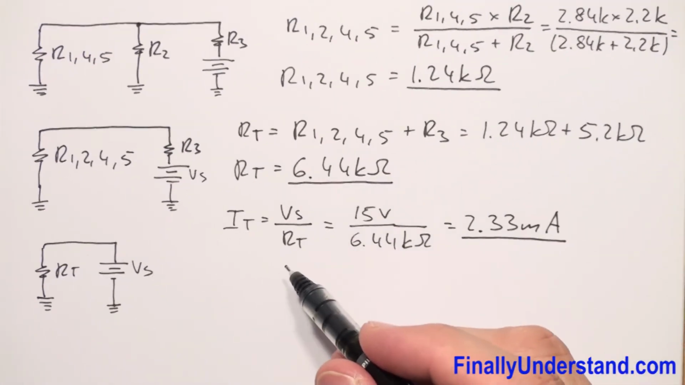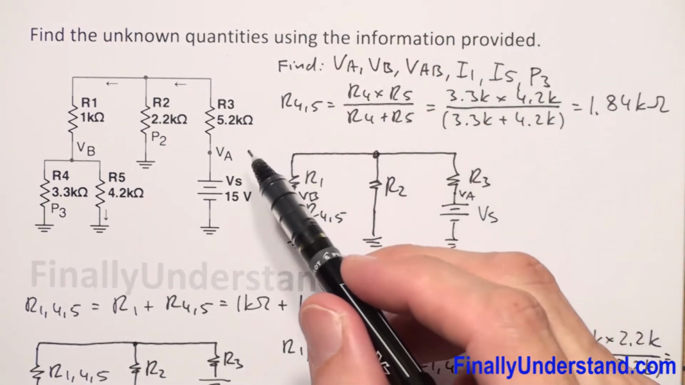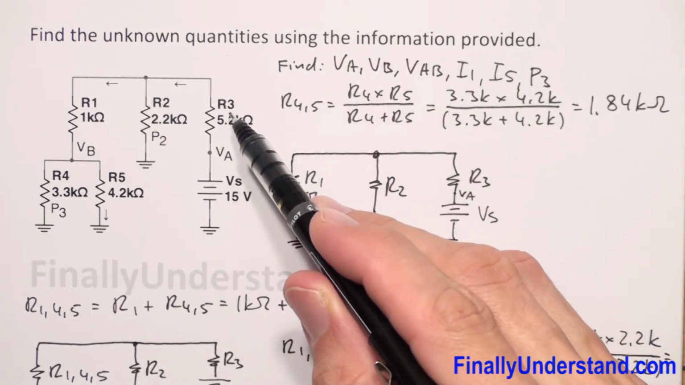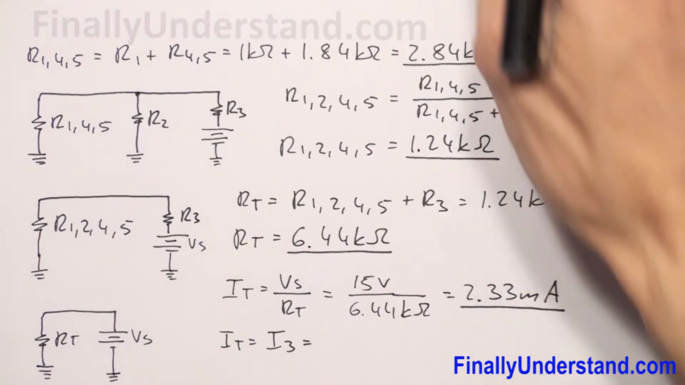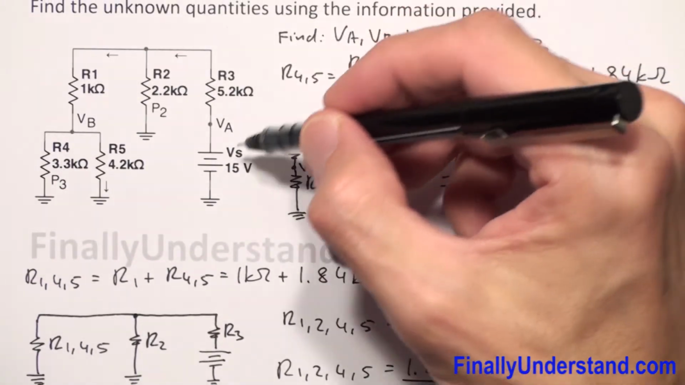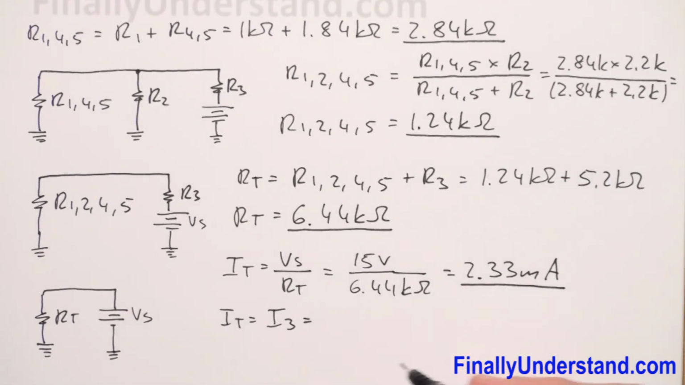So we have I total. You're supposed to realize that the total current is the current which will flow through the resistor R3. So we can say that I total is equal also to I3, the current which goes through resistor R3. One more time, the total current goes through the resistor R3, and this is equal again to 2.33 milliamps.